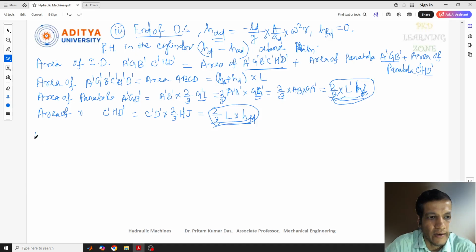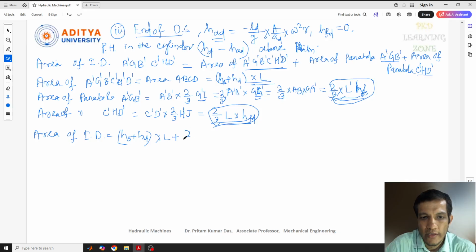Anyway, so finally we can write the area of the indicator diagram. The area of the indicator diagram is nothing but the total value: first one I got is HS plus HD into L, and the second one is 2 by 3 L into HFS. If you want, you can write L dash, or simply L, because the stroke length is there. So L into HFS, plus here we'll write 2 by 3 L into HFD.